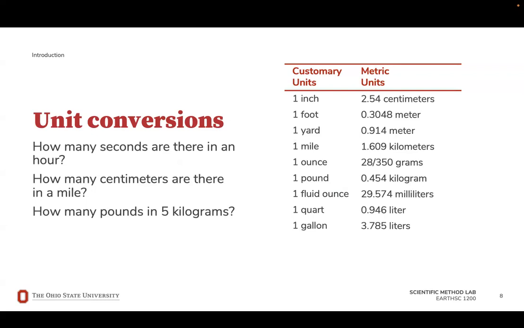Another example, how many pounds are in 5 kilograms? We know that 1 pound is 0.454 kilograms. To determine how many pounds 5 kilograms is, we'll multiply 0.454 kilograms by 5 to get 2.27 pounds.